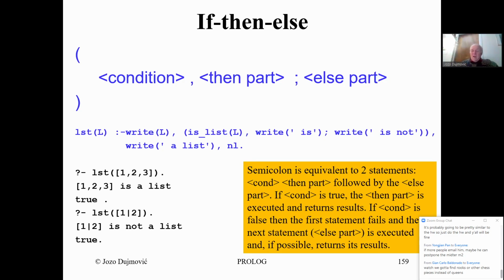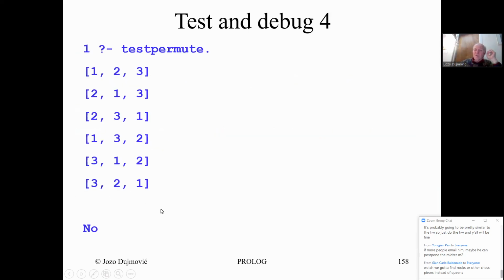So there is no empty list that terminates that, and therefore isList is returning false. So you cannot satisfy this condition, and therefore you go to is not. So the answer will be 1, 2 is not a list. Okay? And then the end of that is returned as true, which is not important, but you get is a list or is not a list.